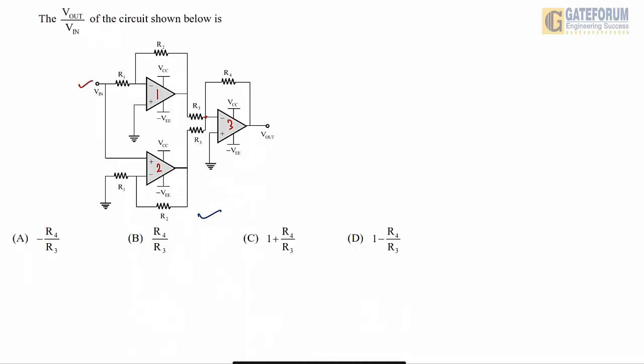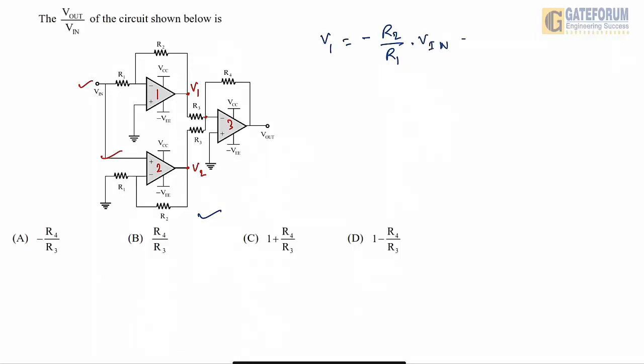So op amp 2 is working here in non-inverting mode, and the outputs of the first and second op amp are given to the inverting terminal of the third op amp, and now we need to solve this accordingly. For the first op amp, what will be the output? Let's say this output is V1, and for the second op amp, the output is V2. First of all, we need to find the outputs V1 and V2 for these 2 op amps. So V1 is equal to minus R2 by R1 into Vin.